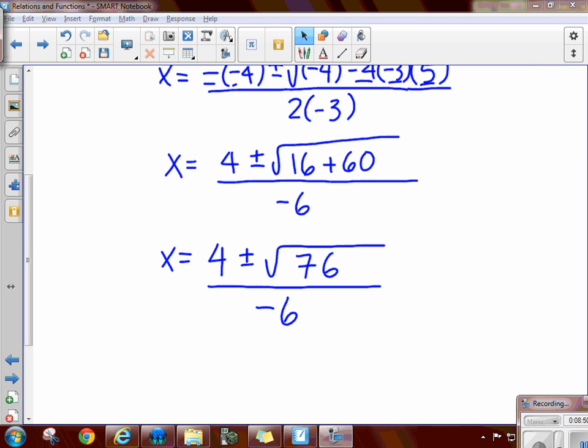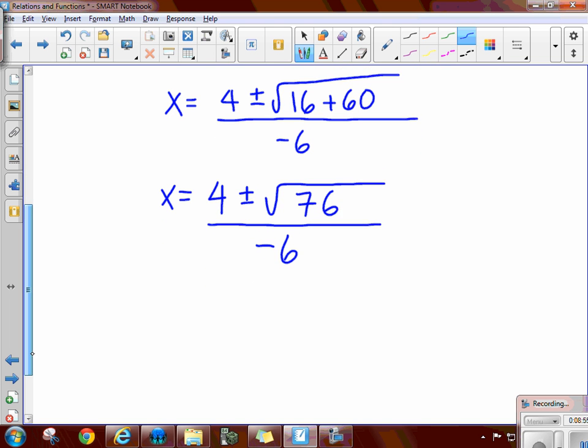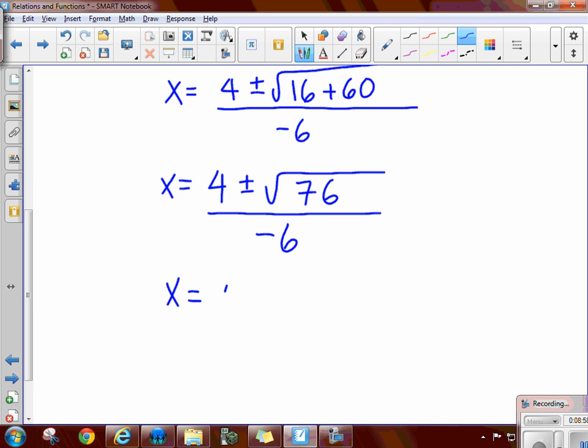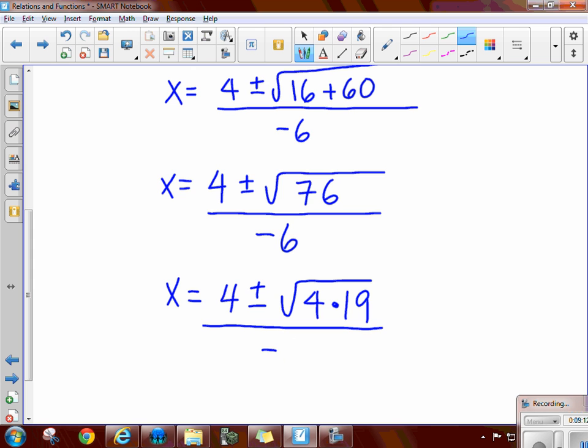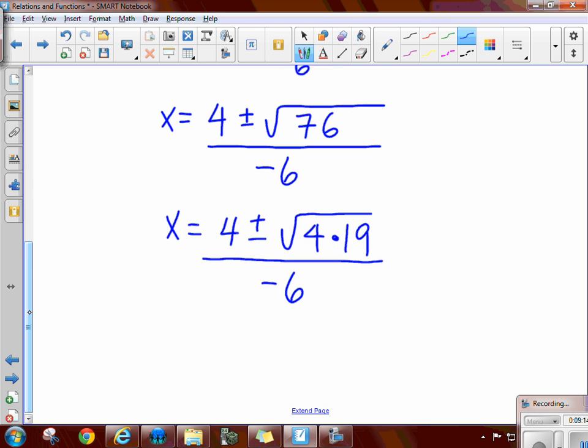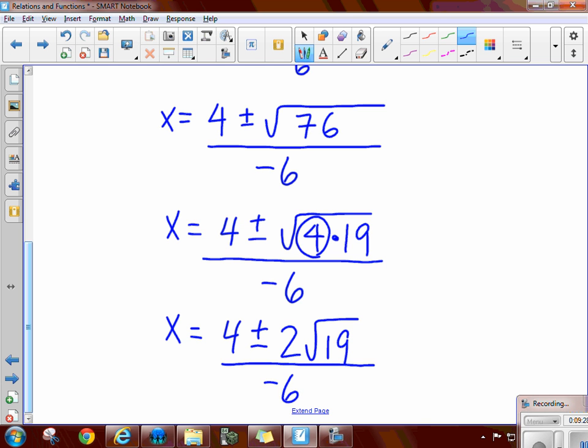Now we look at that radicand and we try to decide if we can actually simplify the radical anymore. So we have 4 plus or minus, from our radicals unit, we could break this up into perfect squares. That's actually the square root of 4 times 19, because 4 is a perfect square, all over negative 6. So if we keep going, we get 4 plus or minus. Now we take the square root of 4, and that's 2. And what I'm left with is the root of 19 all over negative 6.